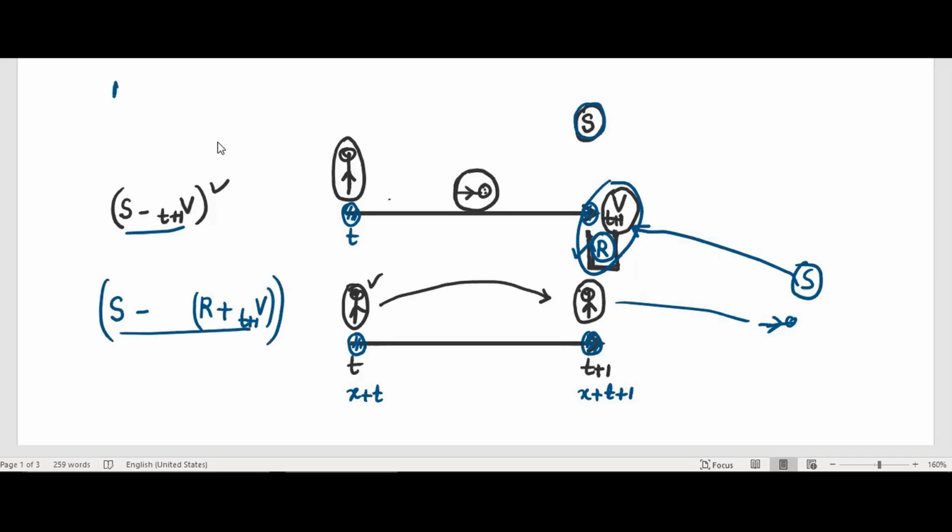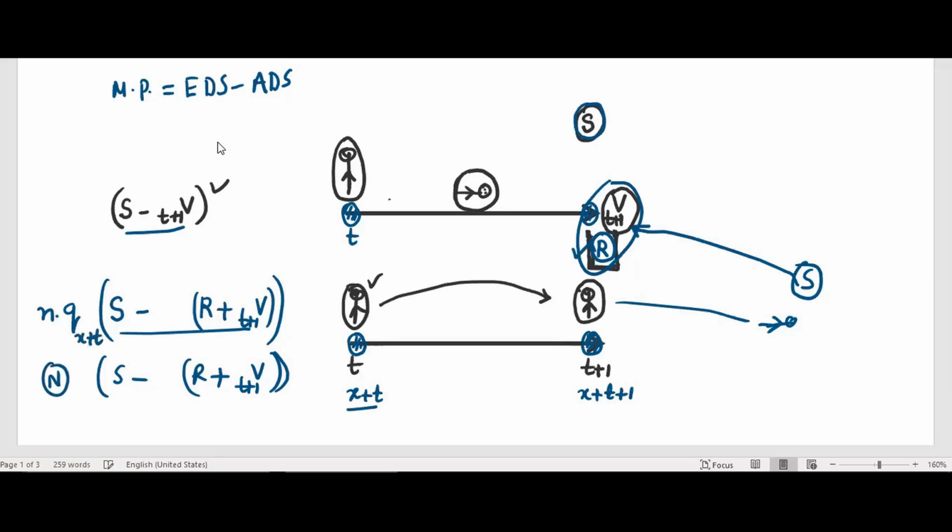And when we find mortality profit, we write expected death strain minus actual death strain. So if you multiply this with the expected number of people who will die here, suppose n people are here, the expected amount will be n into the probability here, q(x+t), and here it's capital N. So this is EDS, and this one is ADS. If you subtract, you'll get MP. This is EDS, this is ADS.